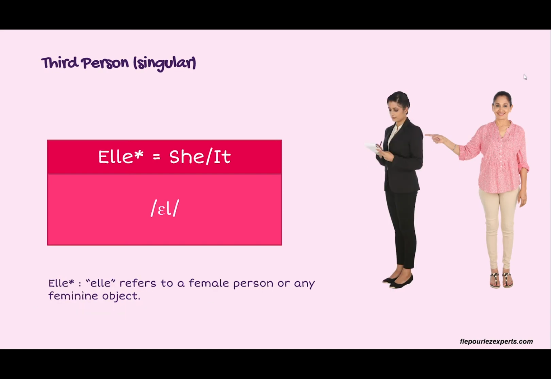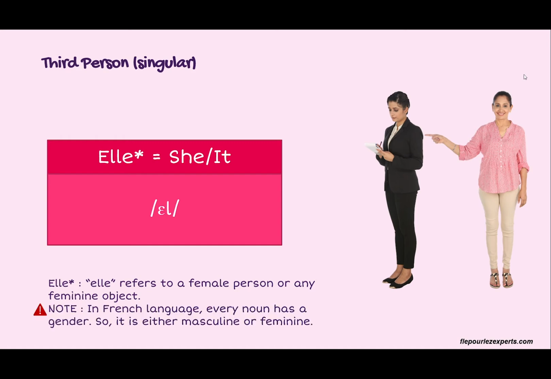Third person could also be elle. Elle refers to a female person or any feminine object. Again, remind yourself that in French language, every noun has a gender, so either it is masculine or feminine.